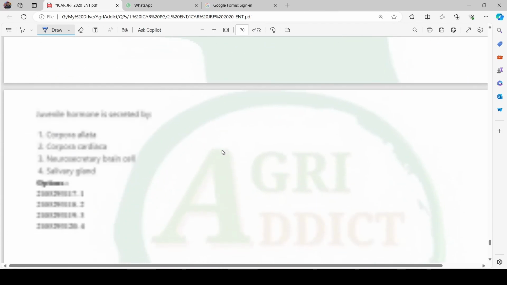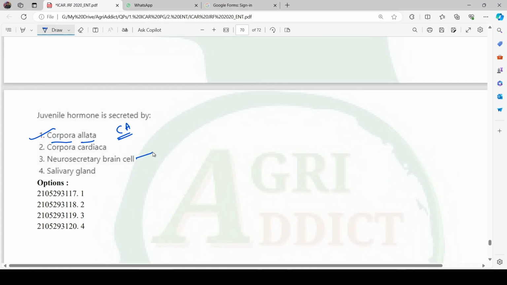Next question is, juvenile hormone is secreted by, very easy question, corpora allata or CA, and neurosecretory cells or brain cells mainly secrete the brain hormone, that is also known as activation hormone. Okay. So here option 1, that is corpora allata, is the correct answer.